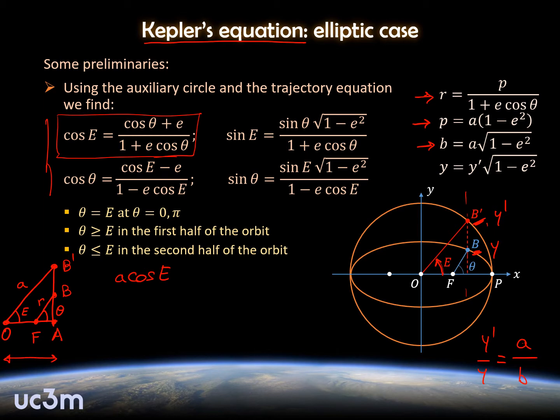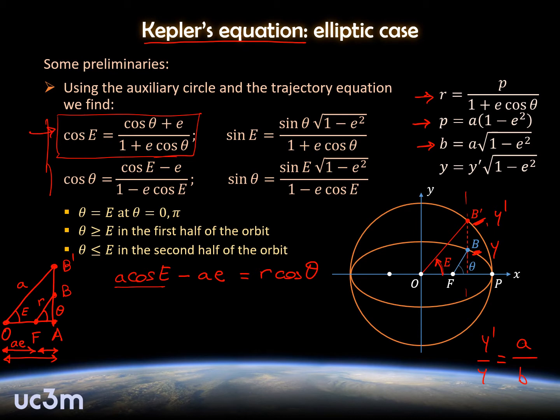Now, we know what the distance between O and F is. The distance between O and F is the value C of the conic, which we can write as AE as well. So in order to obtain an expression for the distance FA, we can take A cosine E minus AE. So this is the distance FA. But another way of obtaining the distance FA is taking the cosine of theta and multiplying by R. So this is our starting point to reach this formula.